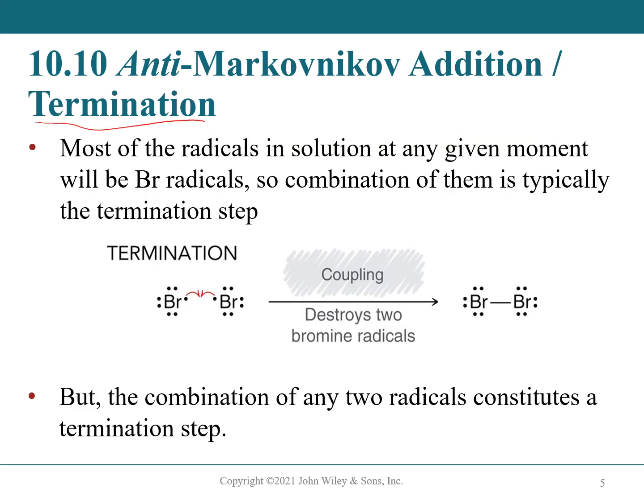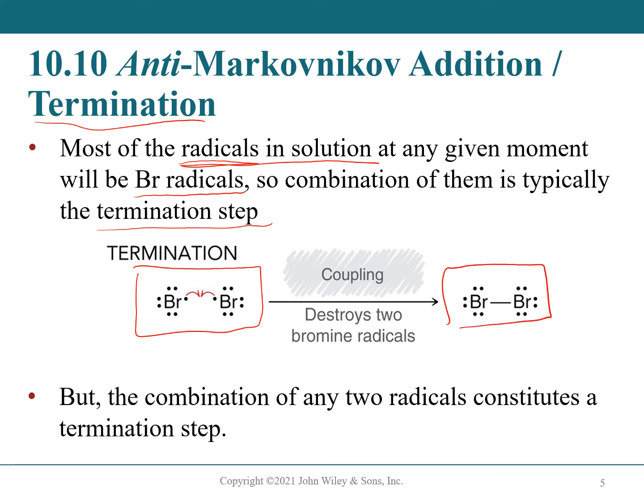So our termination steps look very similar to terminations from any of the previous radical reactions. Usually the radicals that are in solution are going to be bromine radicals. So the most typical termination step for this reaction process is the coupling of two bromine radicals to form Br2, right? This destroys the two bromine radicals, and therefore neither of these two are able to continue the propagation steps shown on the previous slide. But overall, you could draw any of the two radicals that are present in solution at any point in time coming together as a termination step for the overall process.